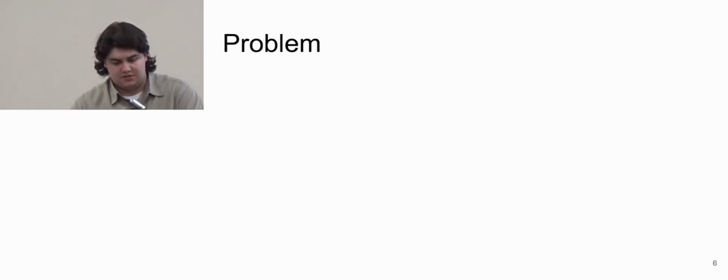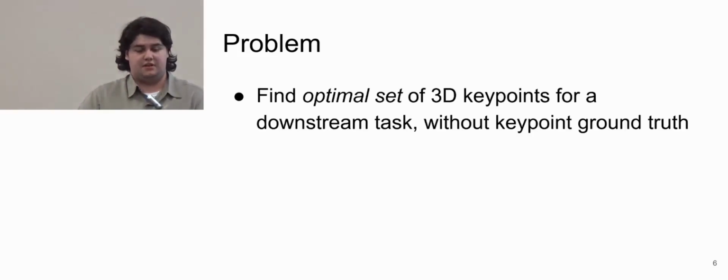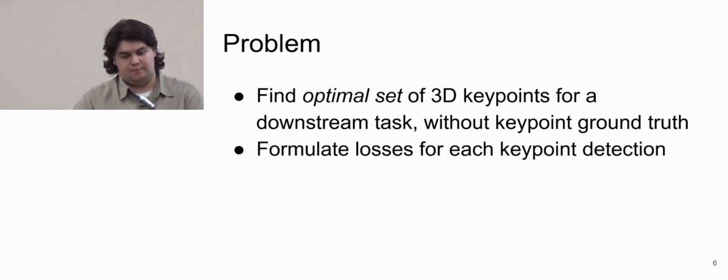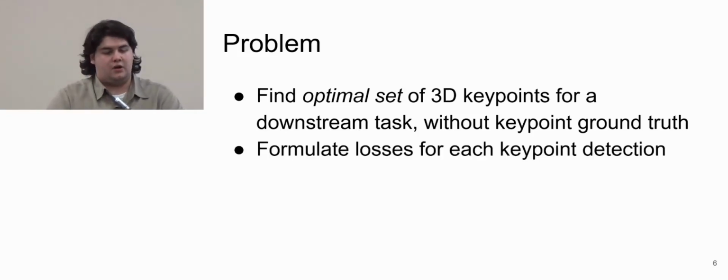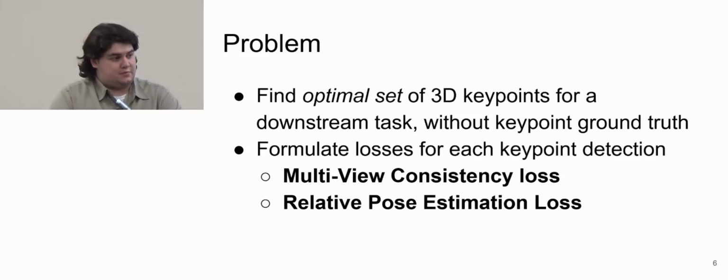So in order to accomplish this, we are to find an optimal set of 3D key points. As I said, without the ground truth, we'll be using some other sort of self-supervised method for that. And we'll begin to formulate losses for each key point detection. The two that we'll be taking a look at in particular, along with some others, are the multi-view consistency loss, so that each key point would be the same in different views, and the relative pose estimation loss, which I'll get into in a minute.